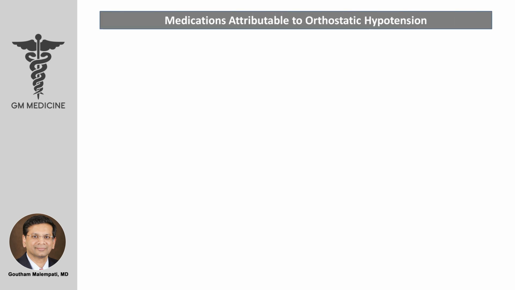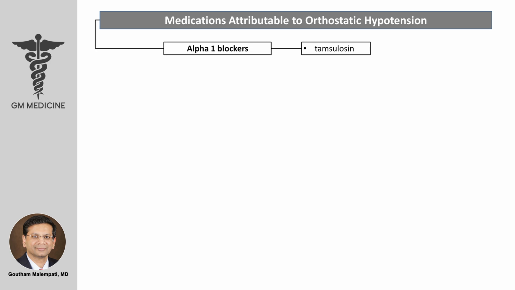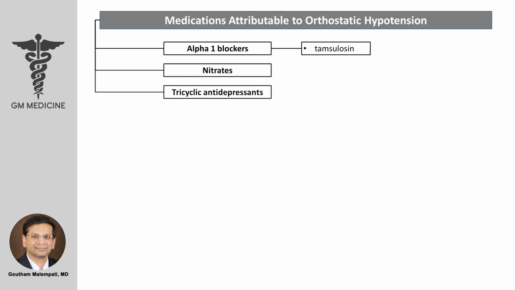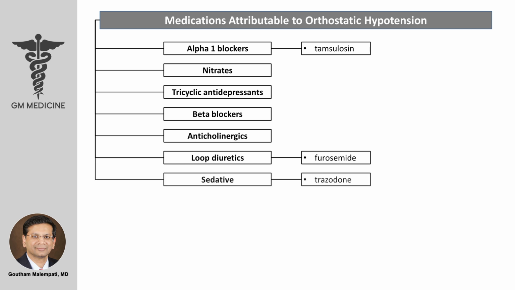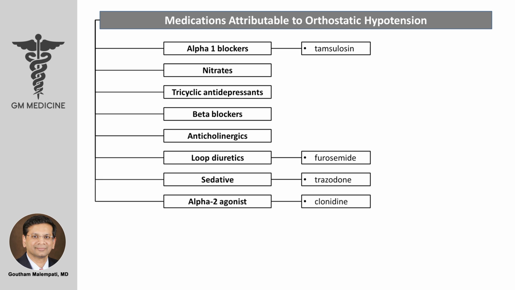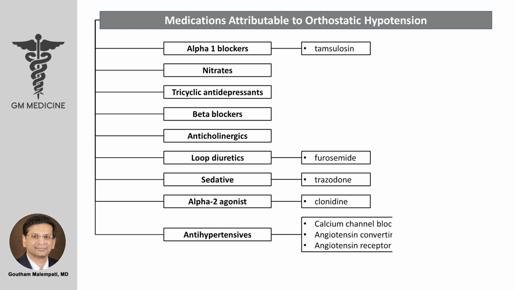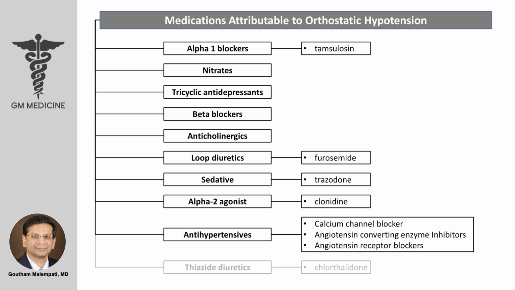Medications attributable to orthostatic hypotension include alpha-1 blockers such as tamsulosin, nitrates, tricyclic antidepressants, beta blockers, anticholinergics, loop diuretics such as furosemide, sedatives such as trazodone, and centrally acting alpha-2 agonists such as clonidine. Antihypertensives that are neutral or have a protective effect on orthostatic hypotension include calcium channel blockers, angiotensin converting enzyme inhibitors, and angiotensin receptor blockers. Thiazide diuretics such as chlorthalidone have less effect on orthostatic blood pressure.